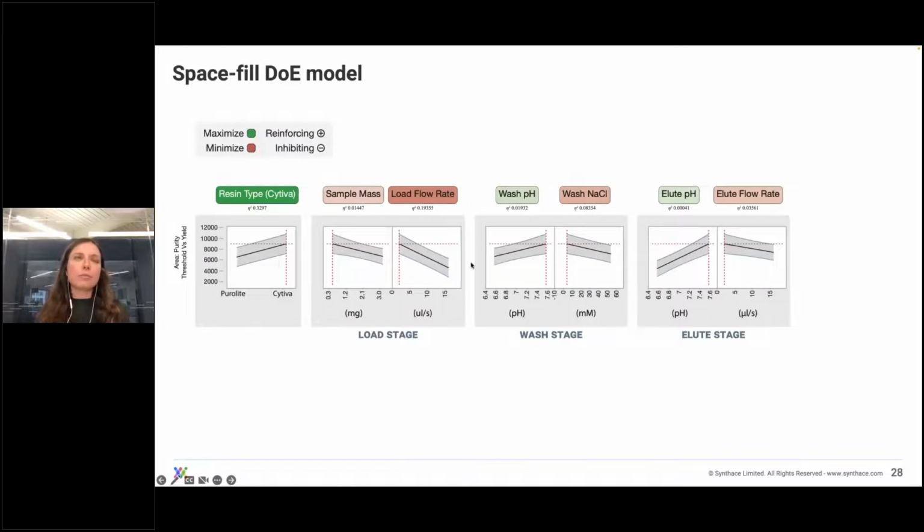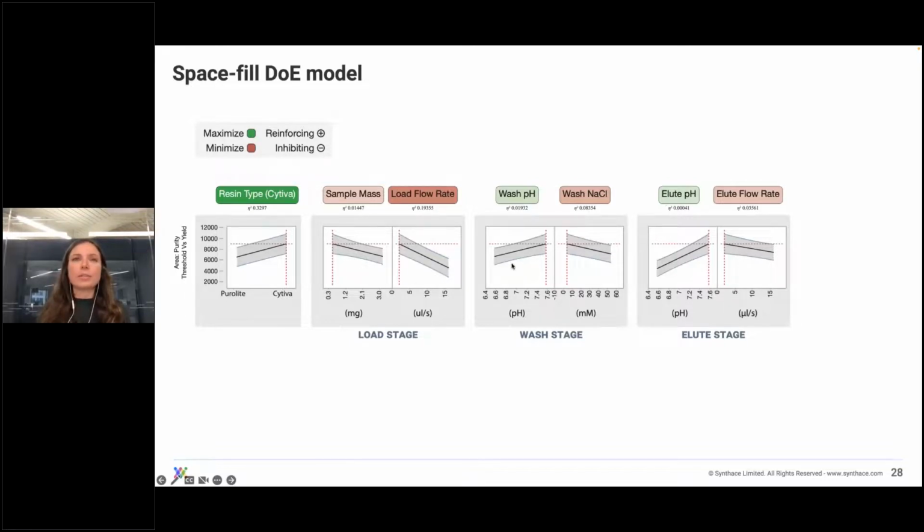Next, we used a slightly less stringent response than what I just showed, and used a cumulative pooled yield instead, without being so strict about purity. We built a quadratic model, and here you can see the significant factors and their profiles. At the optimal process settings, these factors in red should be set to low. Unsurprisingly, your sample mass loaded and your flow rates should be low, and your pH for the wash and elute stages should be set to high.